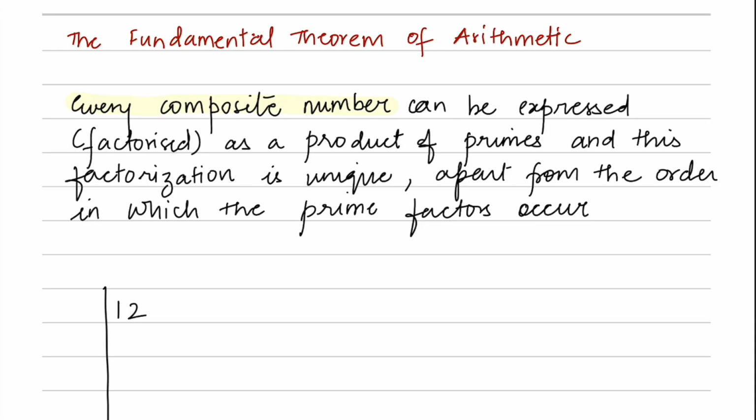Now, if I start factorizing it, first I'll start dividing this by 2. So if I divide this by 2, I know 2 sixes are 12, so I'll write down 6 right here. Next, I know that this is again even, so it will again be divisible by 2.